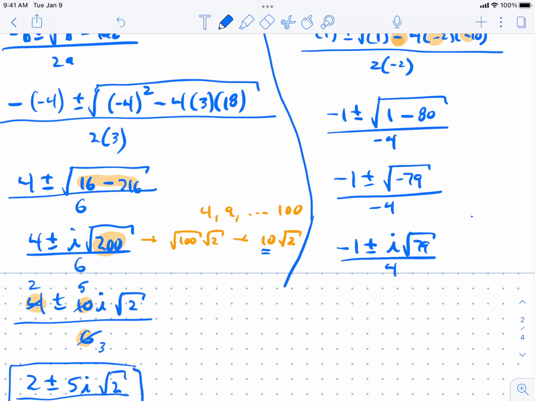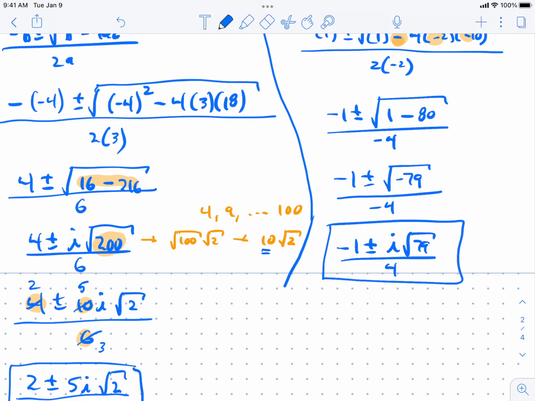Now can 79, can we divide it by a 4? No. Can we divide it by a 9? No. Can we divide it by anything? No, we can't. I think it's a prime, in fact. I don't think you can divide that by anything. So negative 1 plus or minus i radical 79 over 4. Now like I say, if you want to, you can circle that and call that your solution.